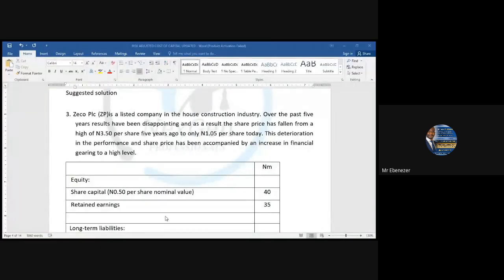Now, the deterioration in the performance and the share price has been accompanied by an increase in the financial gearing to a high level. Of course, for a company that has a high level of gearing, what will happen? Their market price will fall, because as an investor, you will not want to invest in that company, because they will first of all settle the debt holder.